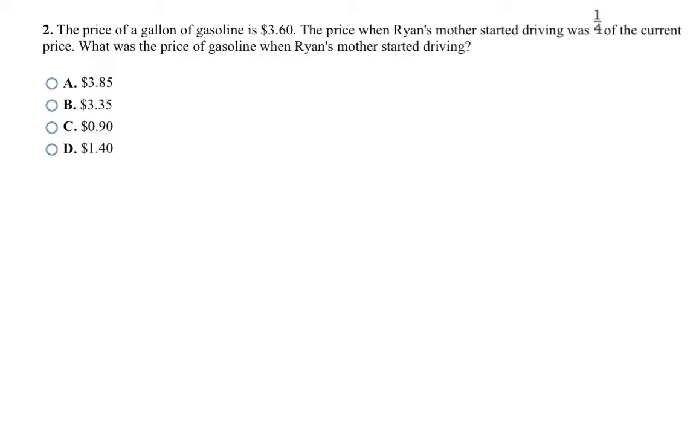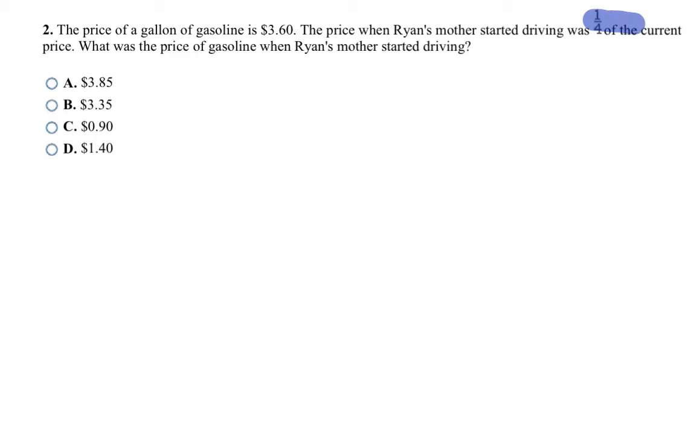Number 2 says the price of a gallon of gasoline is $3.60. The price when Ryan's mother started driving was 1/4 of the current price. What was the price of gasoline when Ryan's mother started driving?